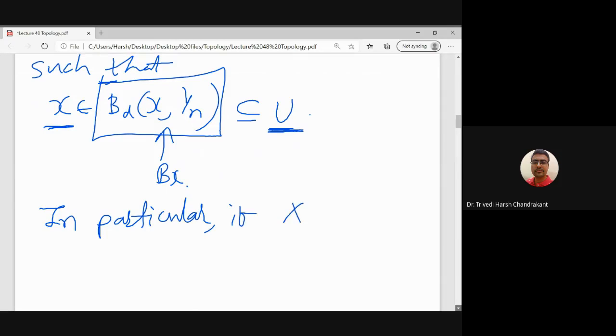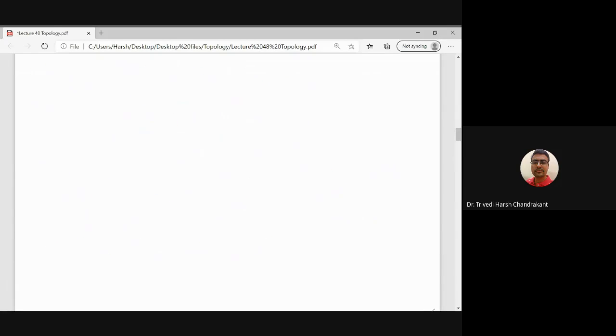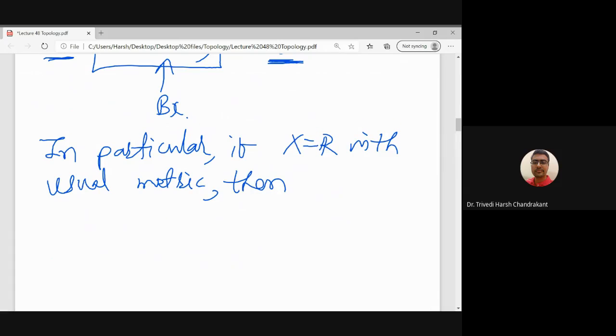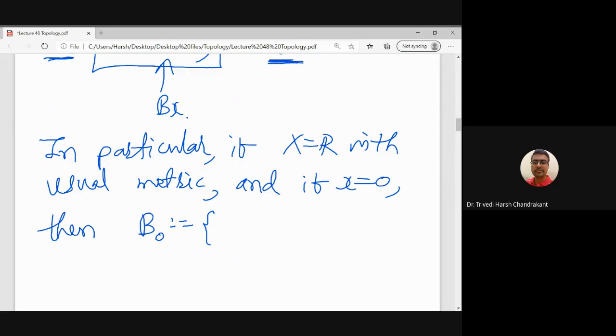if we take X to be R with the usual metric, and further, if we take x equal to 0, then what will be B of x? B of x will be B of 0, and that will be nothing but the ball with center at 0 and radius 1 by n. So those are basically the intervals minus 1 by n to 1 by n for all natural numbers.